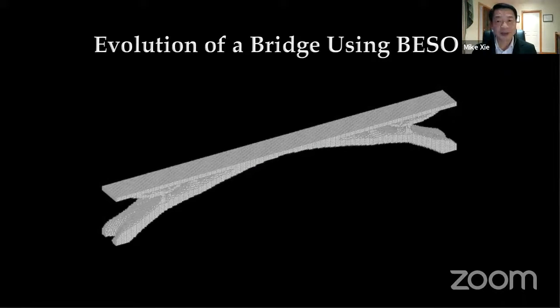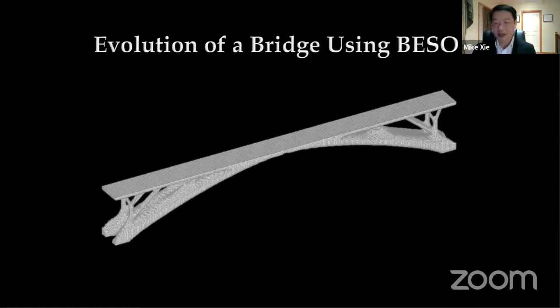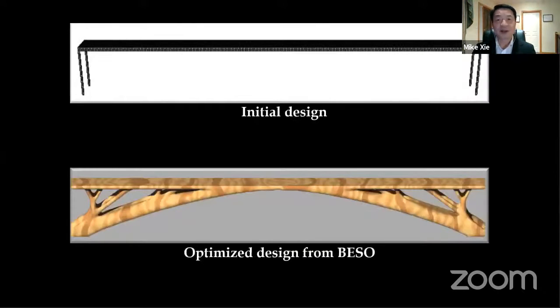we are trying to develop a bridge from a very simple initial design of a beam and 4 columns. So using the BESO concept, it can transform a very simple initial design like the one on the top into a beautiful structure at the bottom. So we are getting an arch bridge, and on top of that, we have these tree branches in order to distribute the load in the whole structure evenly.